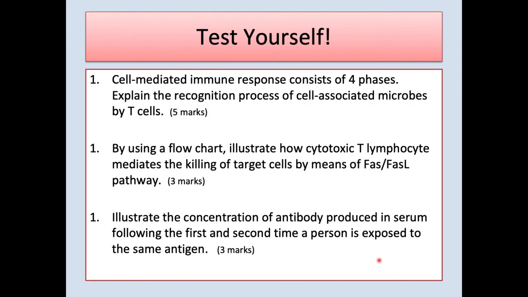Okay, so you can test yourself with these questions. There are 3 questions. If you can answer all of them, it means you already know chapter 5 completely: the immune response, the differentiation between humoral, cell-mediated, and the antibody response, as well as the effector function of antibody, the 5 groups we covered.